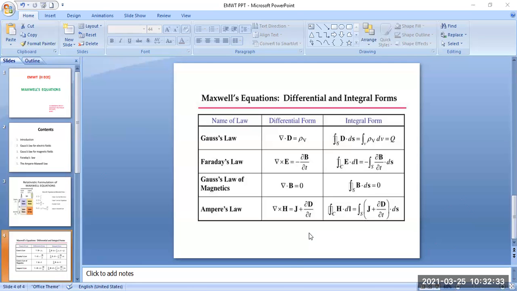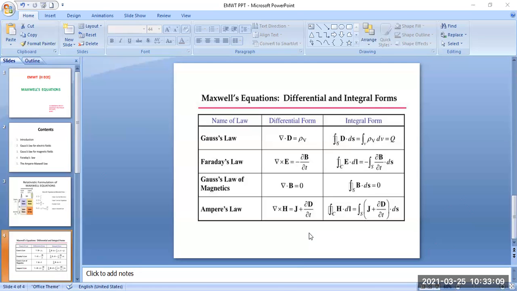Okay. Next, Maxwell's equations for sinusoidal variations or phasor notation. Del dot D bar is equal to rho v. Next, del cross E bar is equal to minus j omega B bar. Next, del dot B bar is equal to 0. And del cross H bar is equal to J bar plus j omega D bar. If dou by dou t is replaced with j omega, that is the condition for sinusoidal variation of Maxwell's equations. Okay. So this is about the Maxwell's equations.